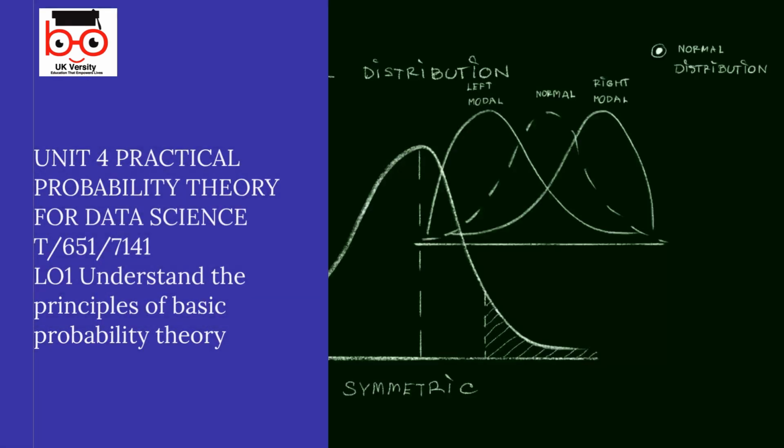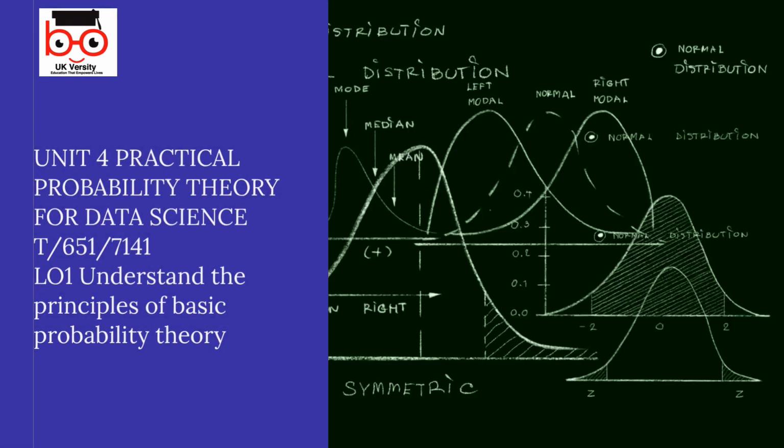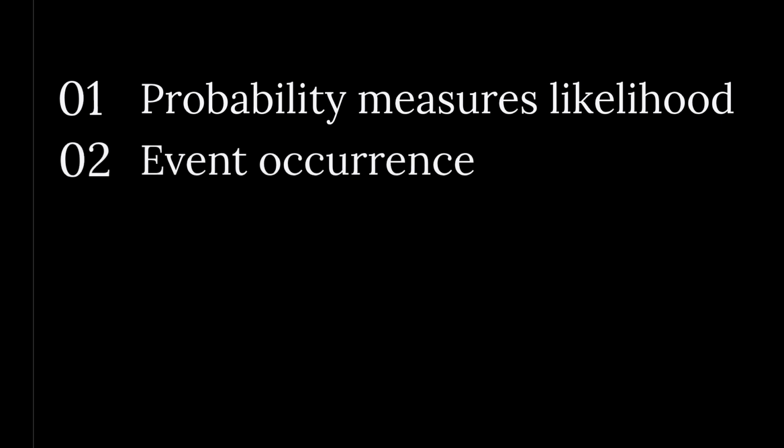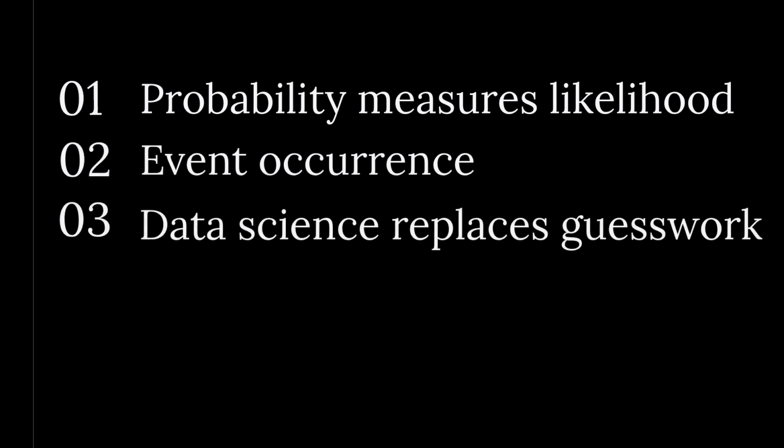Welcome! Today we'll explore how probability underpins data science, guiding decisions and predictions in a world of uncertainty. Probability quantifies how likely an event is to occur, ranging from impossible to certain. In data science, it replaces guesswork with measurable uncertainty. For instance, it helps predict subscription cancellations or spam emails.